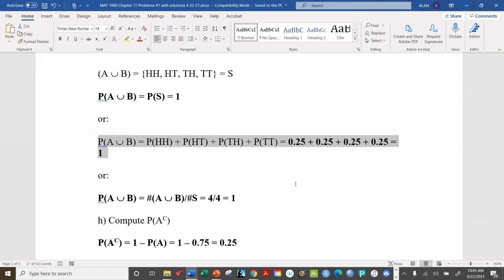Very good. Now for the next one, you can see coming up next, probability of A complement. All you have to do is use that very easy complement rule that we studied. So whatever A is, 1 minus that probability equals the probability of A complement. And so here that would be 1 minus 0.75, which is 0.25. Yes, we like the complement rule because it's easy. All right, excellent.